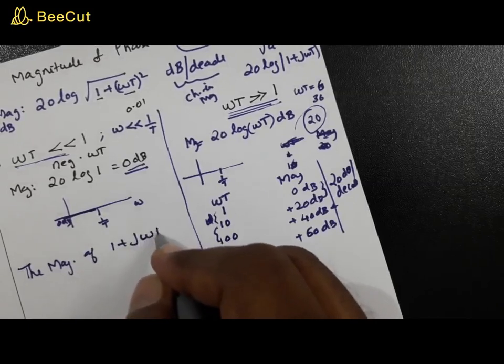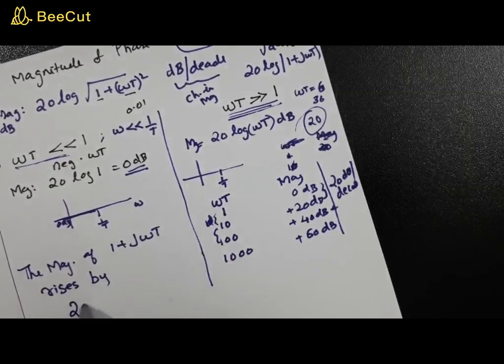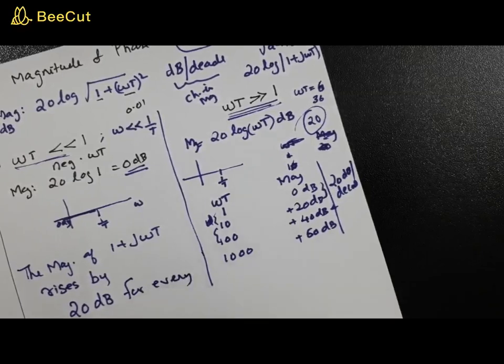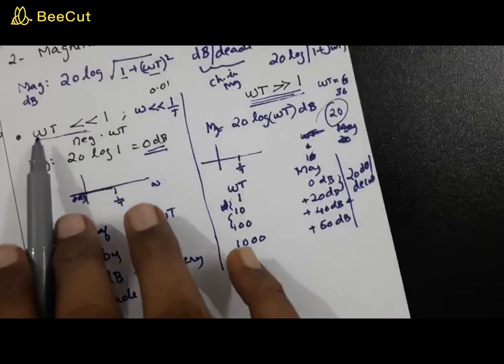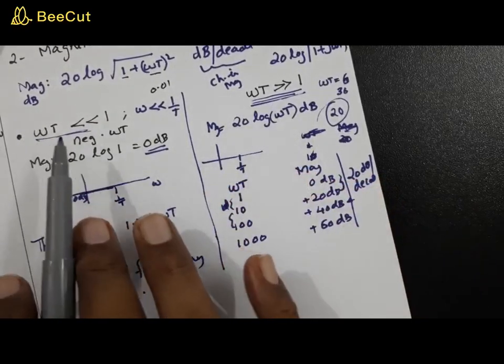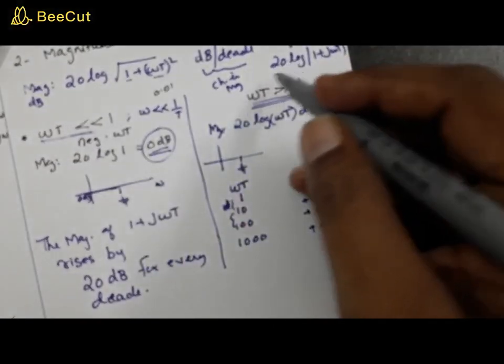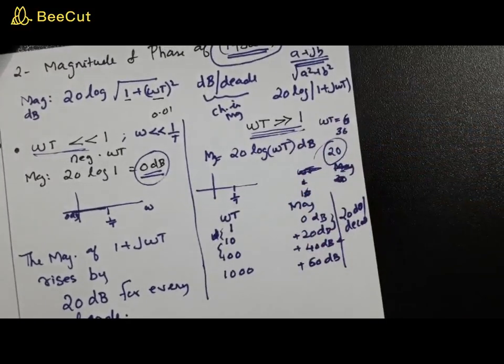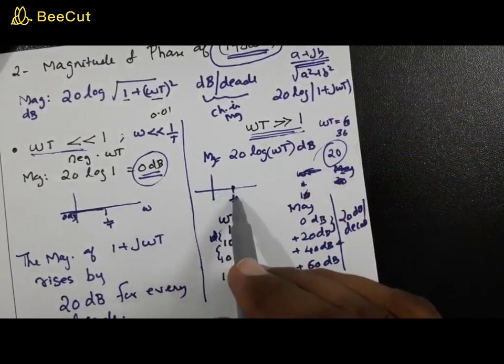the magnitude of 1 plus j omega t rises by 20 decibel for every decade, right? So now you have understood. We have considered two scenarios. Where omega t is much less than 1, we found it to be 0 dB, and for omega t greater than 1 we can see that it increases at a rate of 20 dB per decade. So there must be a 1 by t, which is a frequency.